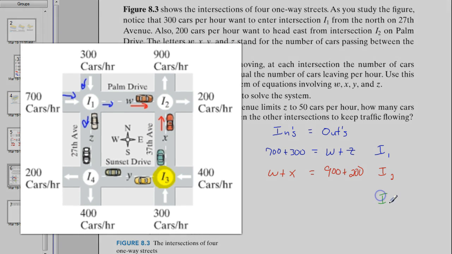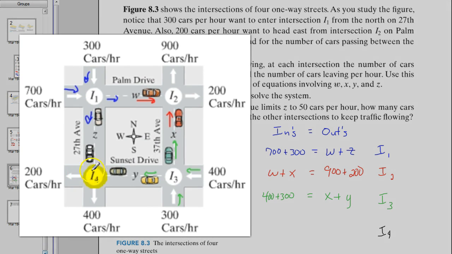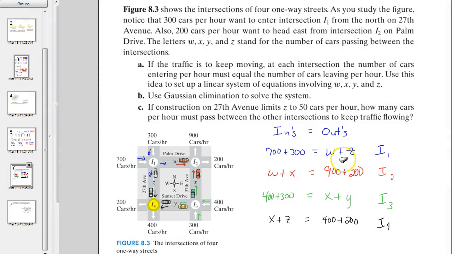Now let's look at the third intersection, I3. The ins for here, what's coming into this, are this 400 and 300. So 400 plus 300. And then the outs coming out of this are Y and X. And then finally our fourth one, the ins coming into this are Y and Z. So Y and Z are coming in, and then coming out of it, the arrows pointing out of it, are the 400 and the 200. Alright, there's initially our four equations we have set up.